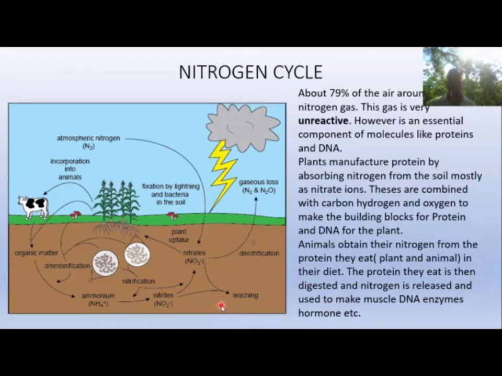Animals obtain their nitrogen from protein they eat, right? So they may eat plants and they may eat animals, or they may eat both plants and animals in their diet. So the protein they eat is then digested and nitrogen is released from it and used to make muscle, DNA, enzymes, hormones, a whole heap of things.